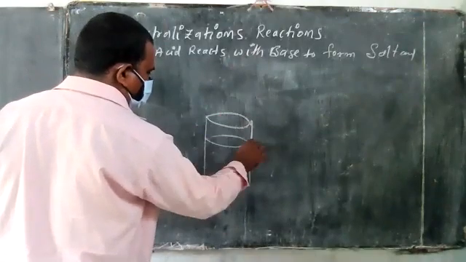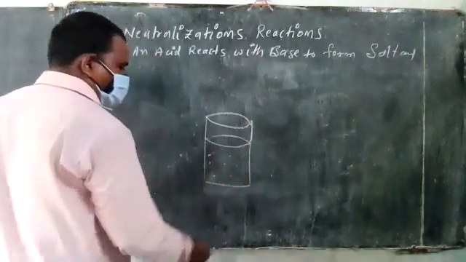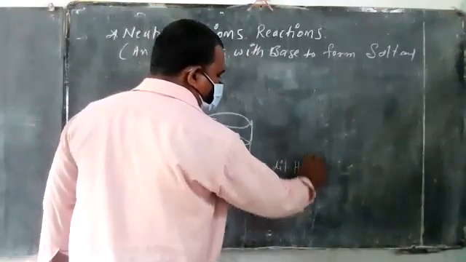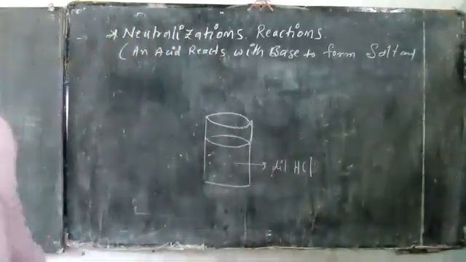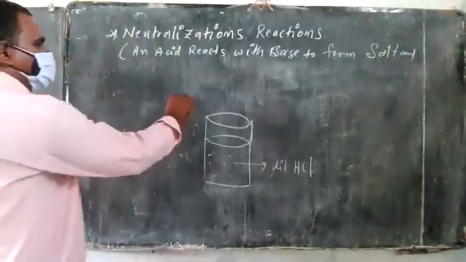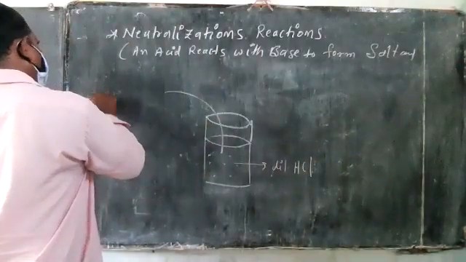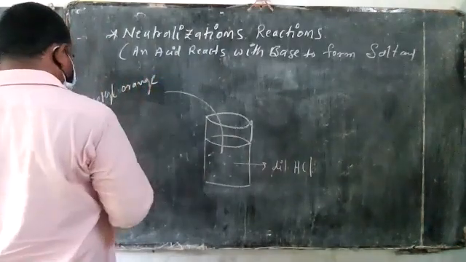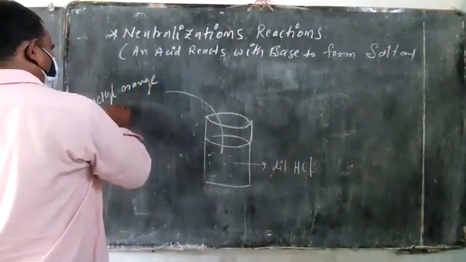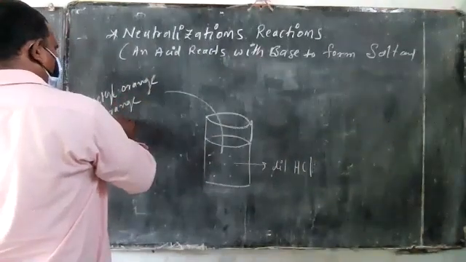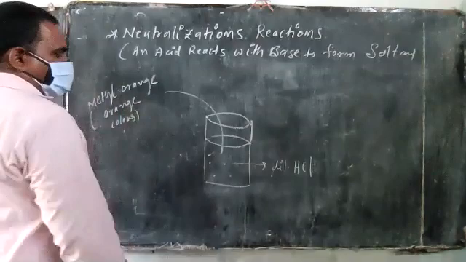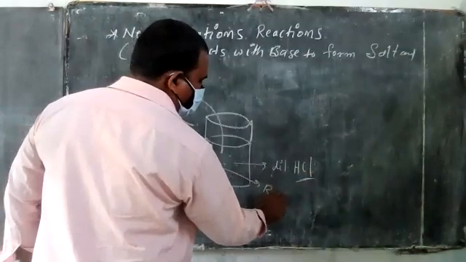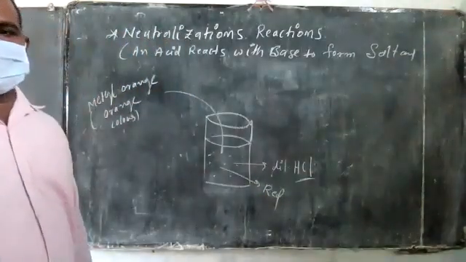Now this is one beaker. In this beaker you take dilute HCl. In this dilute HCl you add 2-3 drops of methyl orange indicator. What color comes? Tell me. Methyl orange indicator is actually orange, but with HCl it turns to red color. Excellent answer. Red color.